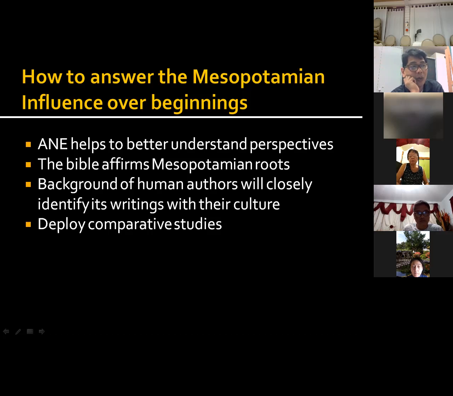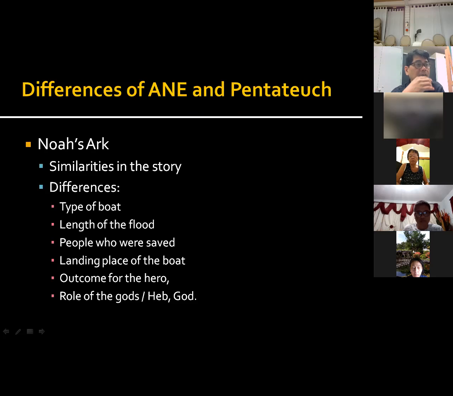And lastly, one has to deploy comparative studies in order to appreciate the similarities and the differences of the book of Genesis to its own culture. Like, for example, Noah's Ark. The epic tablets of Gilgamesh, discovered in the Babylonian circles and dated to the Bronze Age, seem to discuss also a Noah's Ark story, but with differences. What are the differences? The type of boat, the length of the flood, the people who were saved. In Gilgamesh, the people that were saved were actually a race rather than 7 people. Also the landing place of the boat, the outcome for the hero, and the role of the gods, or in the Hebrew perspective, the role of God.